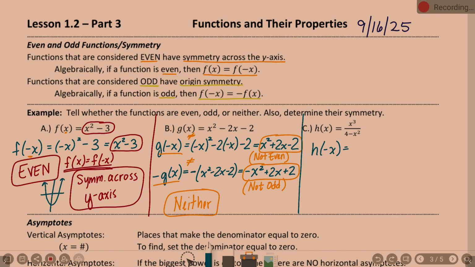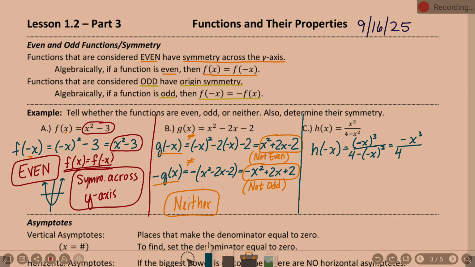So x to the third is now negative x to the third over 4 minus negative of x squared. Okay? And I know some of you aren't going to show this step out, and that's fine. Okay. Negative x raised to the third is negative x to the third, because when you multiply 3 negatives, you get a negative. Okay?